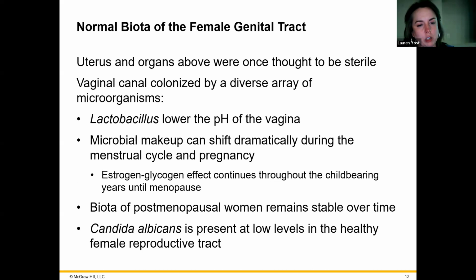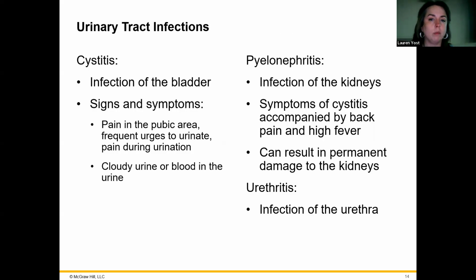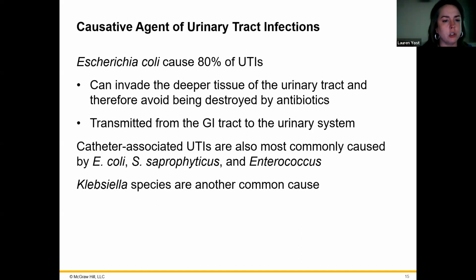For women, we kind of already talked about that lactobacillus being important for pH. We also have presence of Candida albicans as being normal in the female reproductive tract. So it should be there, but just not in excessive amounts. We already talked about urinary tract infections, so I'm not going to get into this too much. So we're just going to move on.